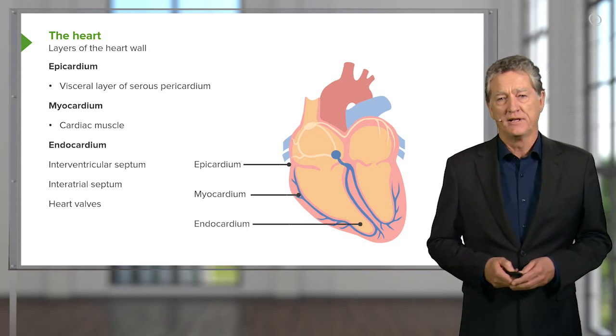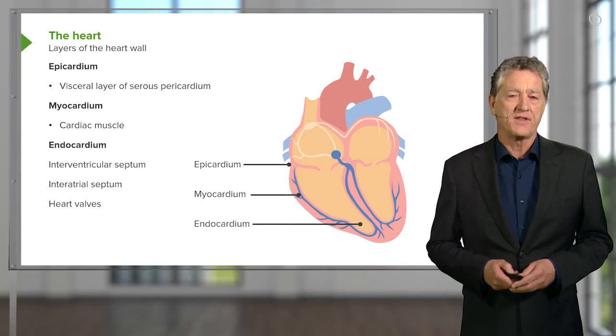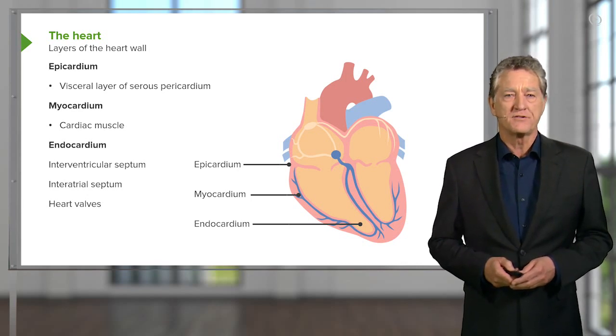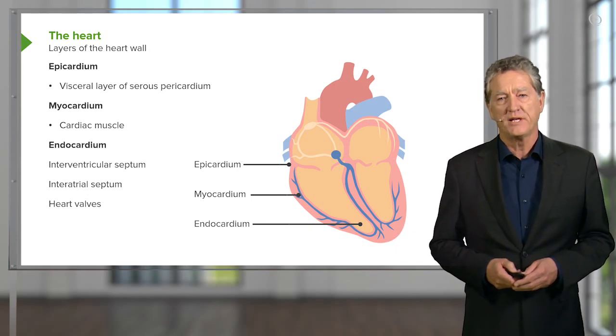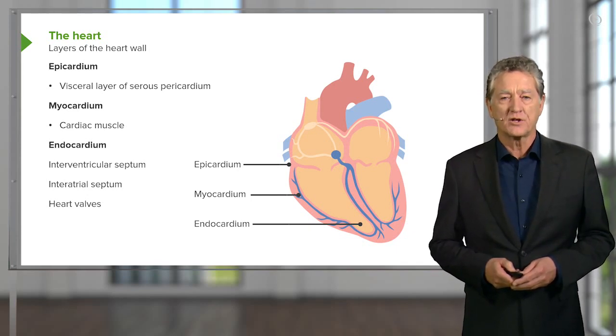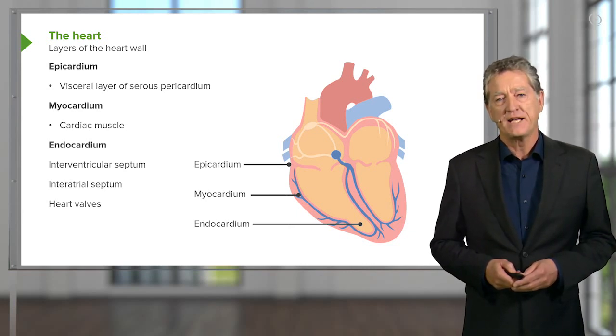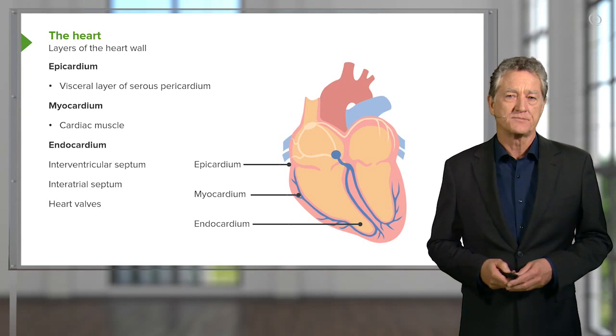And then internally, the endocardium lines the entire inner surface of the heart. It lines the heart valves as well, and the septum between the atria and also both ventricles, called the interatrial and interventricular septums.